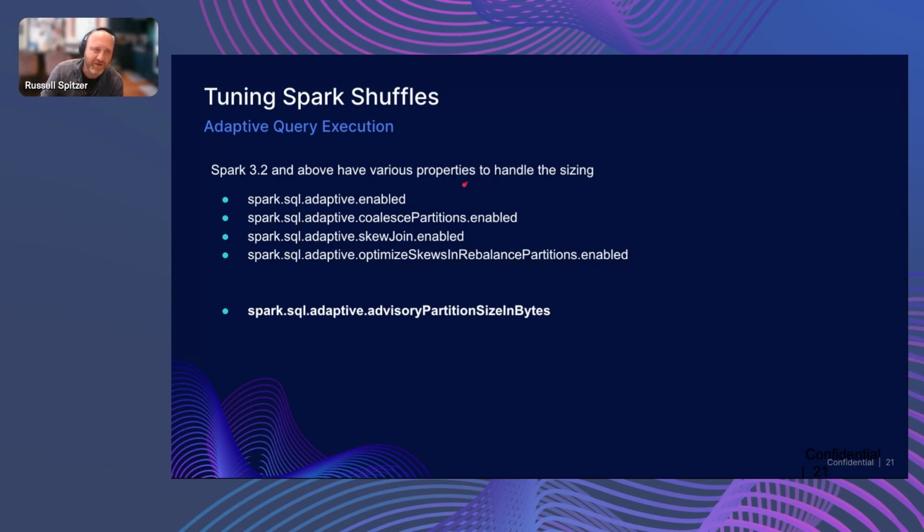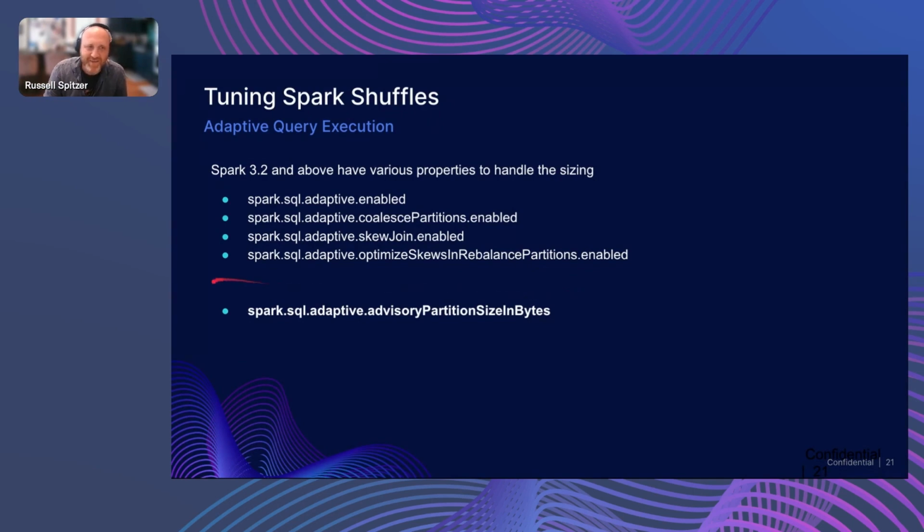Now, for tasks that are too small, coalesce partitions will try to combine them. Basically, it will just take adjacent output tasks and combine them into a single partition. Skew join, optimize skews, and rebalance partitions basically do the opposite. If the output comes out very large, we're going to take that output and break it up into several sections.